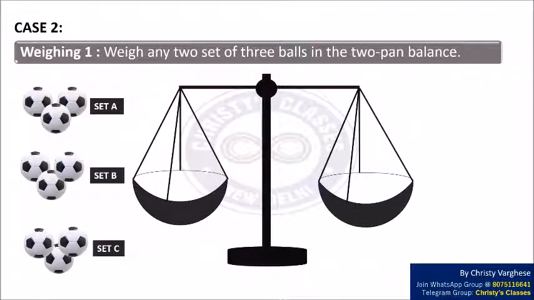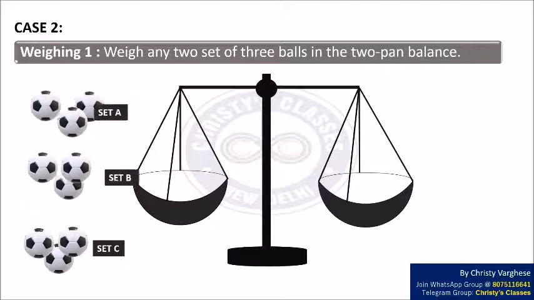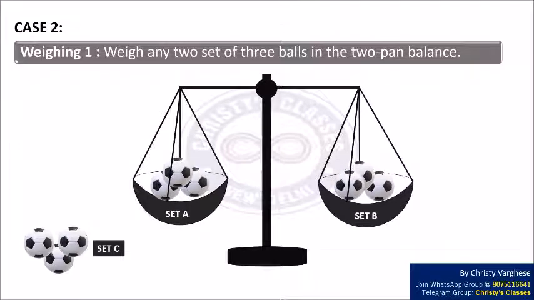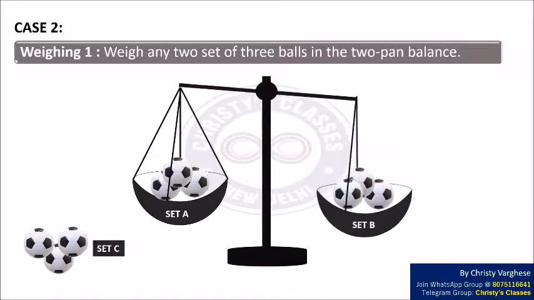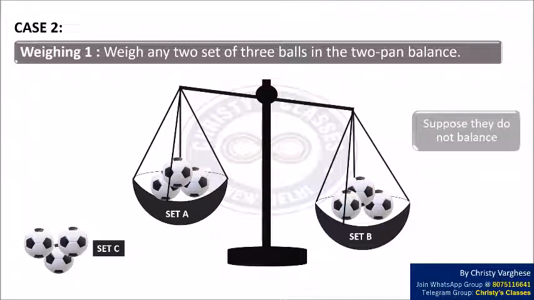Now consider case 2. We are going to weigh any 2 sets of 3 balls in the two-pan balance as done before. Suppose we are weighing set A and set B. Suppose that they do not balance. That is, if set A and set B do not balance, then we can say that the heavier ball is in the balance. That is, the heavier ball is one of the 3 balls in the pan which went up, and in this case it is in set B.